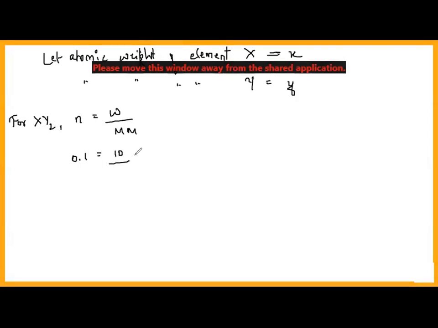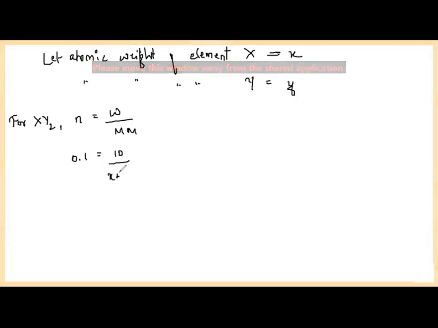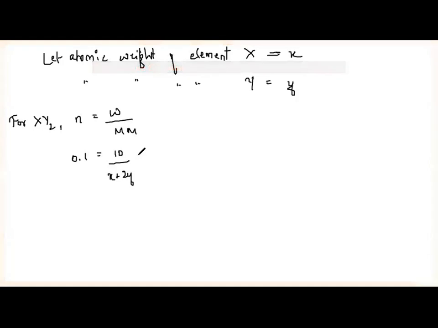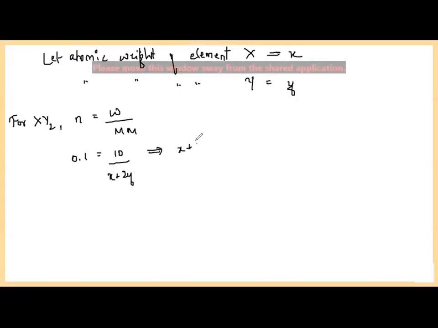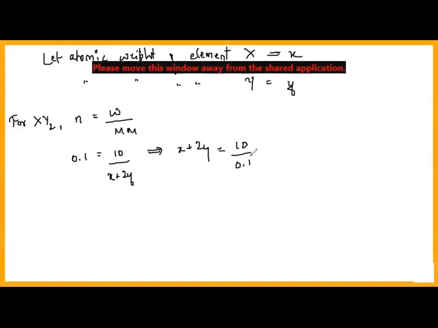So, molecular weight. What would be the molecular weight? It is XY2. Therefore, the molecular weight is X plus 2 into Y. So, it becomes XY2. Correct. So, I can write this as x plus 2y is equal to 10 divided by 0.1, which comes out to 100. Okay. So, let me call this equation 1.